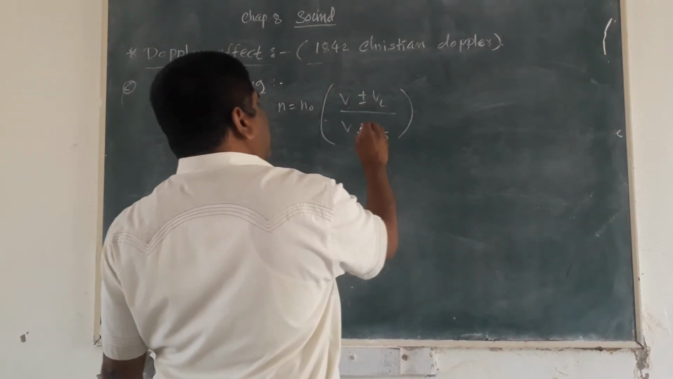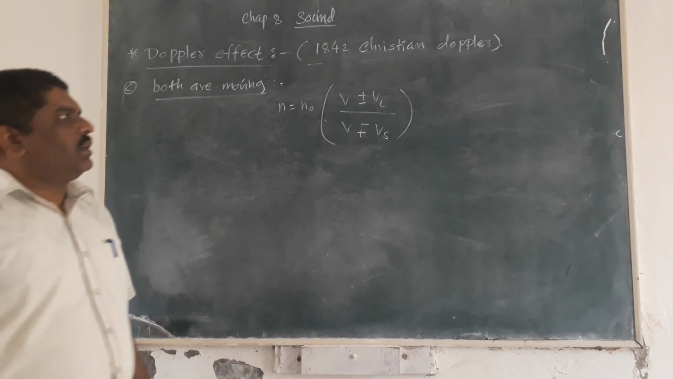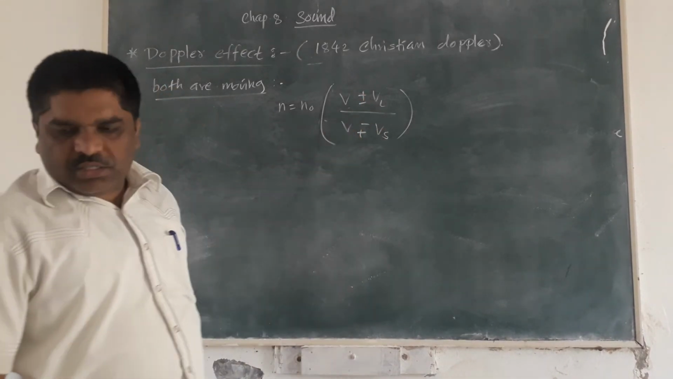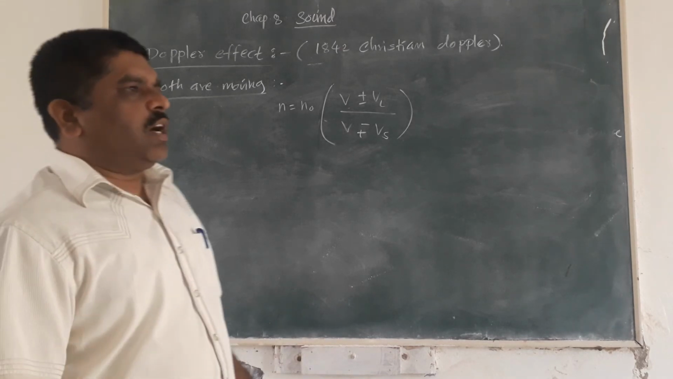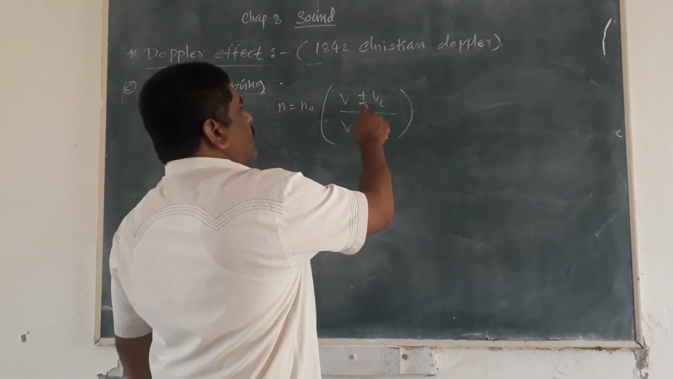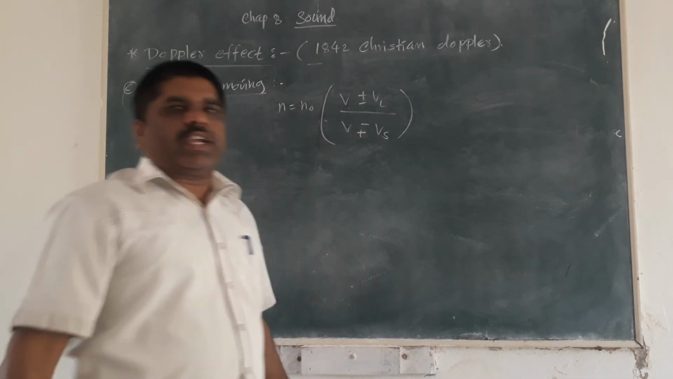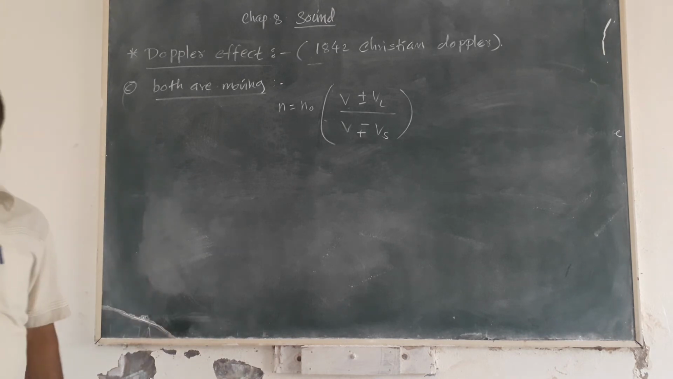The upper sign, that is plus or minus, denotes that both are approaching each other or both are moving towards each other, and the lower sign, that is minus plus, indicates that both are moving away from each other.